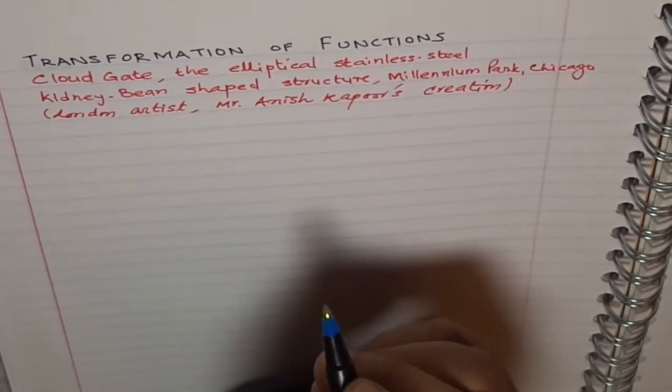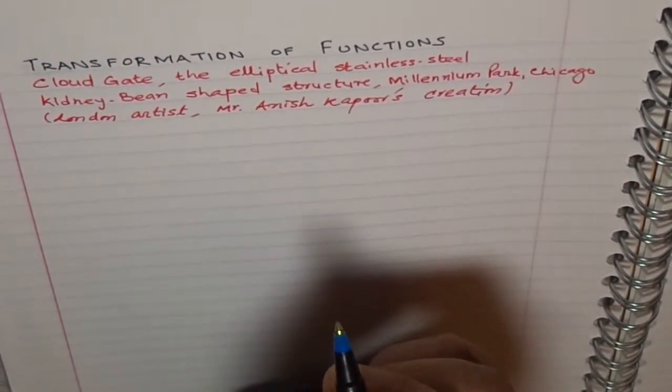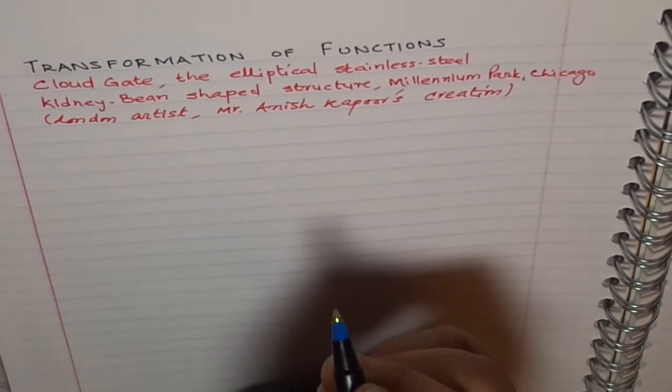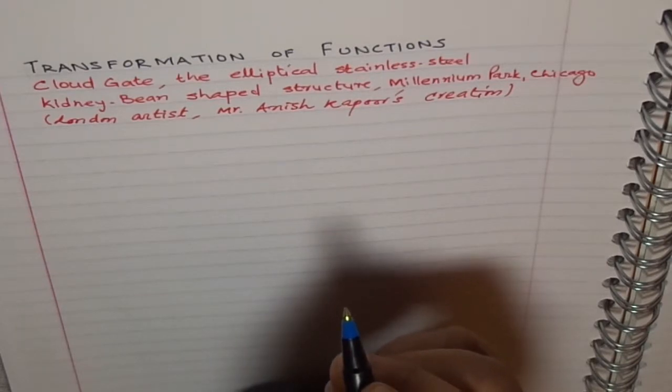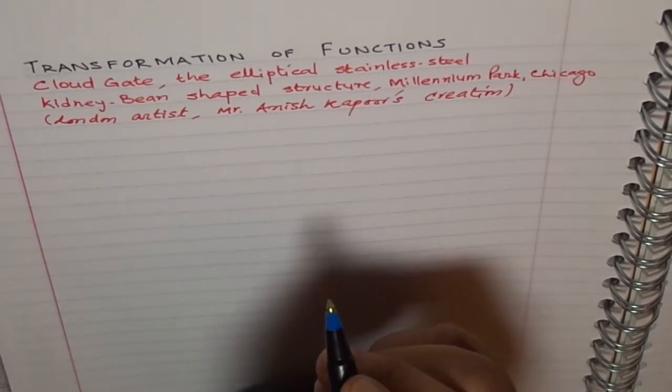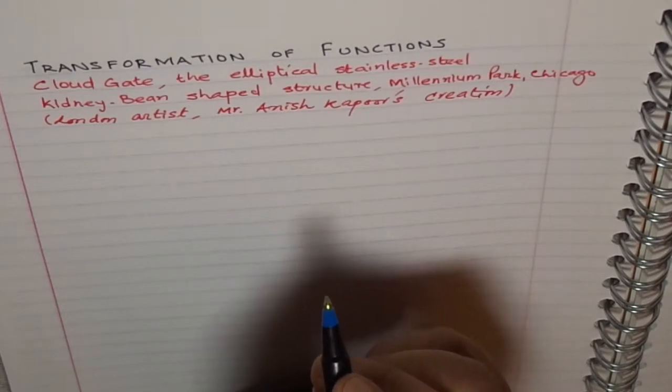Today in this video, we will discuss transformation of functions. Well, let me take you to Chicago, the Millennium Park, and imagine you are just standing there in front of Cloud Gate and looking at yourself in that marvelous elliptical stainless steel structure. That beam, if you look at, you see yourself in transformed forms, just changed in shape.